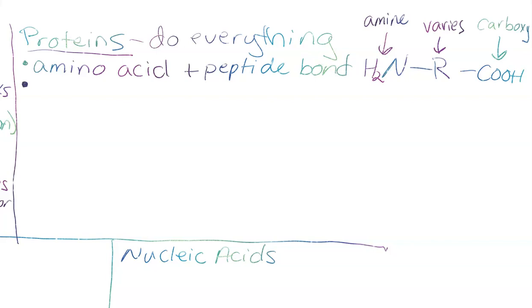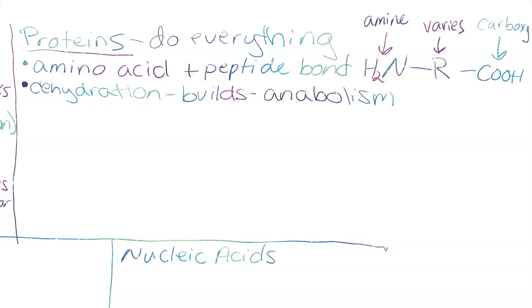Proteins are built and taken apart by dehydration and hydrolysis. So let's talk about that. Dehydration builds proteins. It adds these peptide bonds. And this is called anabolism. Hydrolysis, that's a Y, breaks the protein, and that is called catabolism.